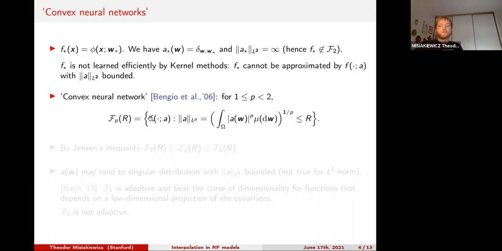So these neural networks were introduced by Bengio et al. in 2006, and they called them convex neural networks. This is because now the optimization problem is convex, but in the space of measures.